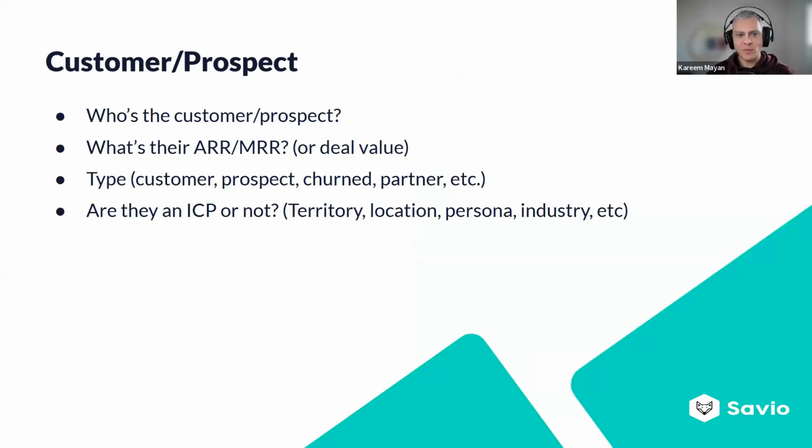Totally. So the first one is information about the customer or the prospect or the ex-customer. So the key pieces here are: what's their revenue, how much are they worth to you today, and then potentially, if it's a deal that's on the table, what could they be worth to you tomorrow. The next is the type of customer. So are they active? Are they prospect, churn customer? Are they partner? Who's giving the feedback? And then the last is, are they in your ICP or not?